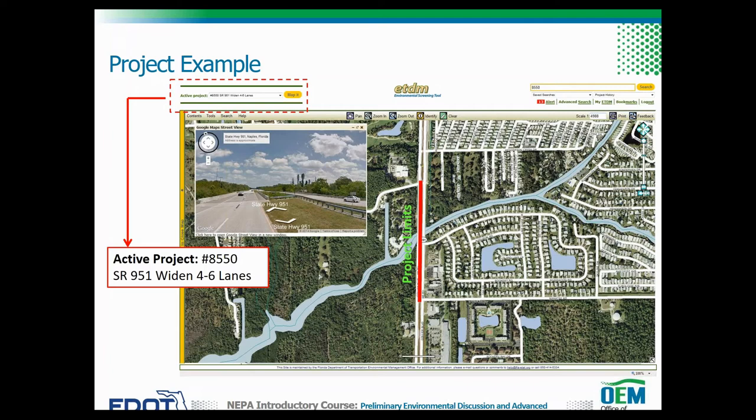What can we tell just by looking at this aerial? The project crosses a waterway. There are natural areas in the vicinity which could contain wetlands, critical habitat, habitat for listed species, archaeological sites, or protected Section 4F sites. There are also residential neighborhoods nearby.